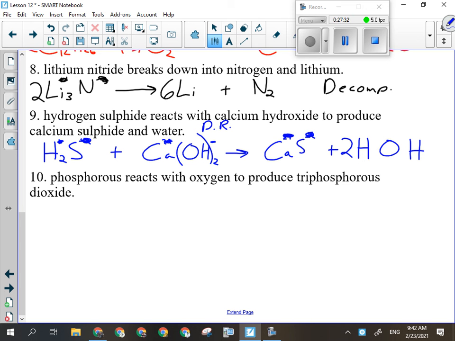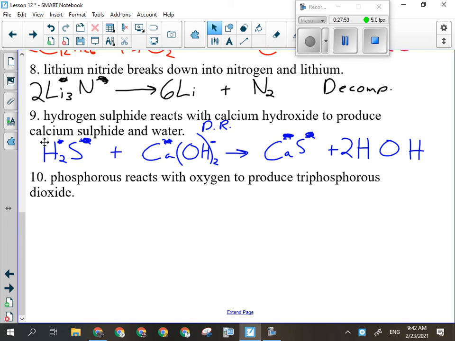Okay, now that that's done, I can look at my sulfur. 1 sulfur over here, 1 sulfur on the reactant side, one calcium on the reactant side, 1 calcium on the product side. That reaction is now balanced. Okay, only had to add 1 number.